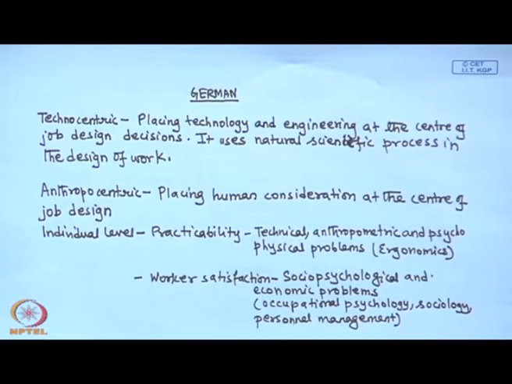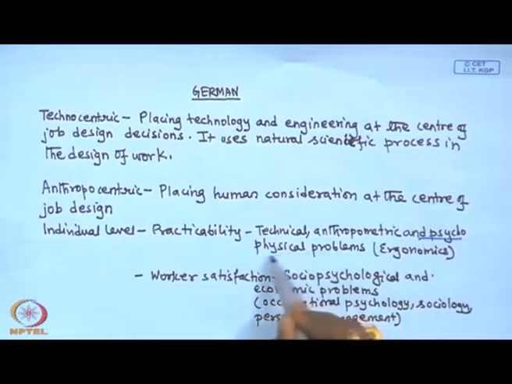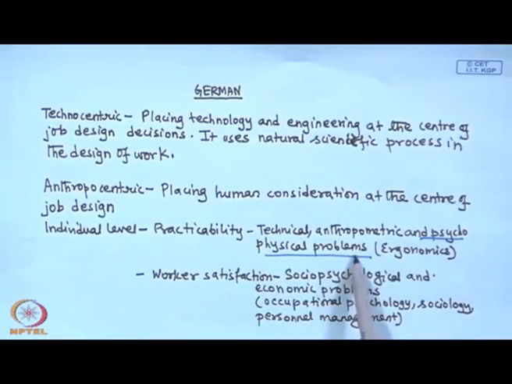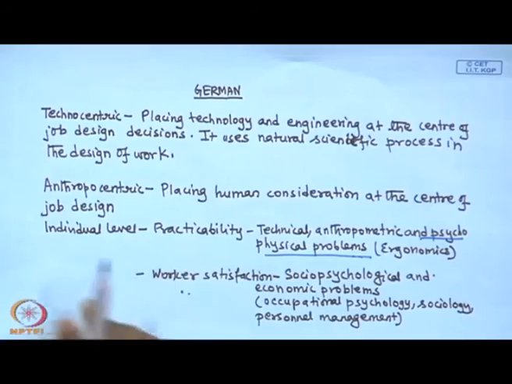And it is trying to consider the anthropocentric job design from two levels. One is at the individual level, which talks of the practicability of the job, how far practical it is to perform a job in the way desired, like technical, anthropocentric and psychophysical problems. This is very important, the psychophysical problems which may arise in performing the job. Worker satisfaction, so socio-psychological and economic problems, which comes from the area of occupational psychology and so forth. So, how far satisfied the worker will be while performing a particular type of job.